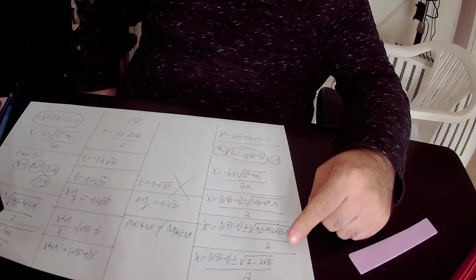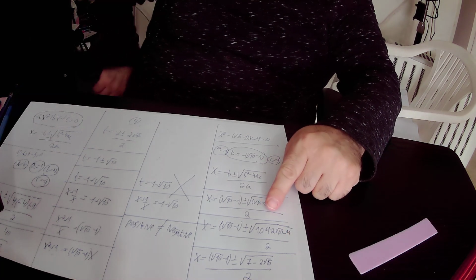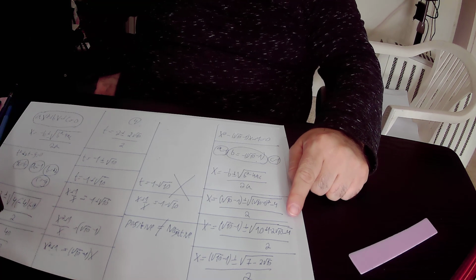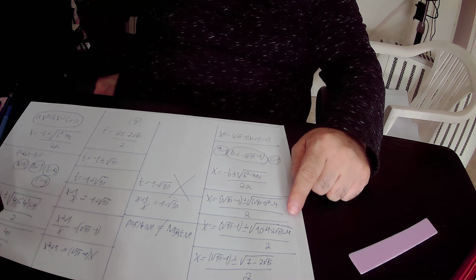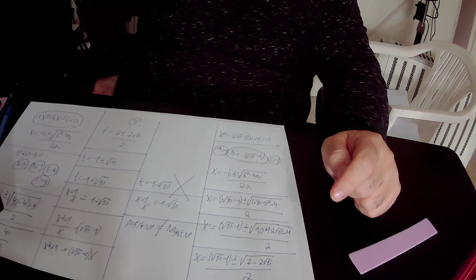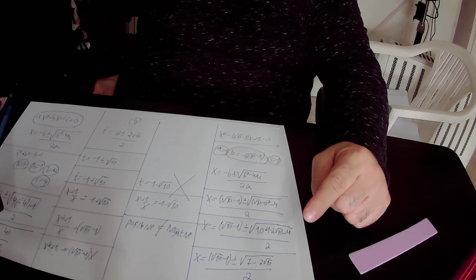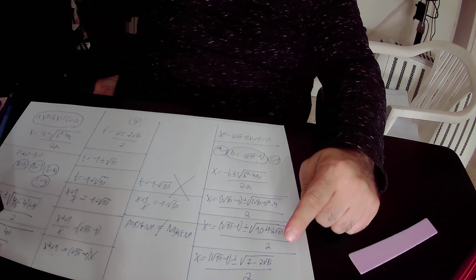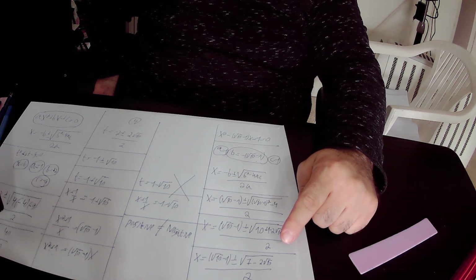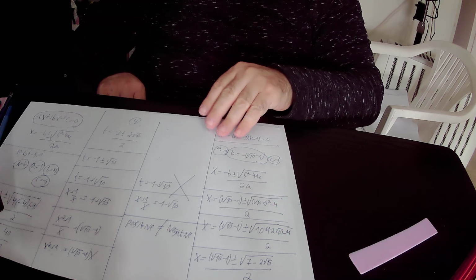So x equals square root of 10 minus 1 plus minus. Here inside the root we have 10 plus 1 is 11, 11 minus 4 is 7. So inside the root we have 7 minus 2 times square root of 10. And we presented the expression inside the root, that is 7 minus 2 times square root of 10, in a different way, in a different form.